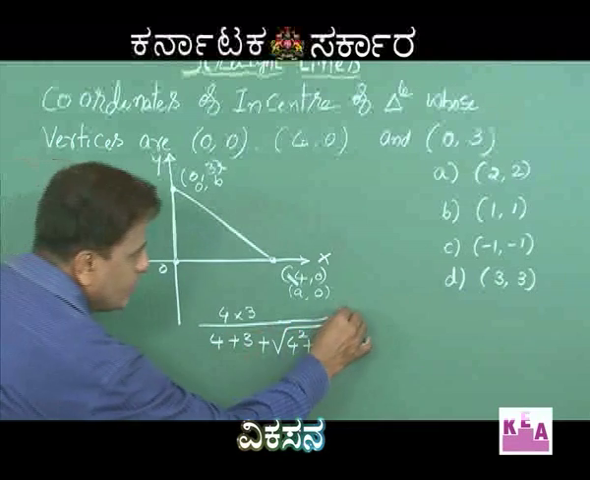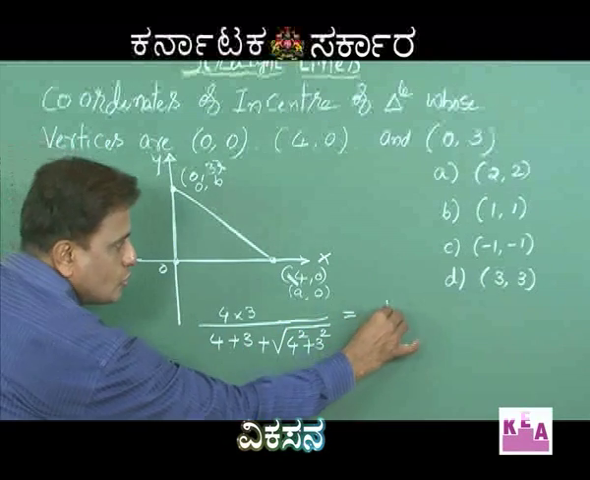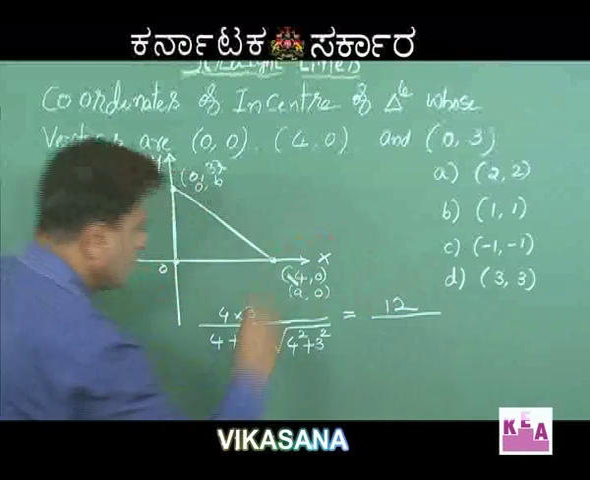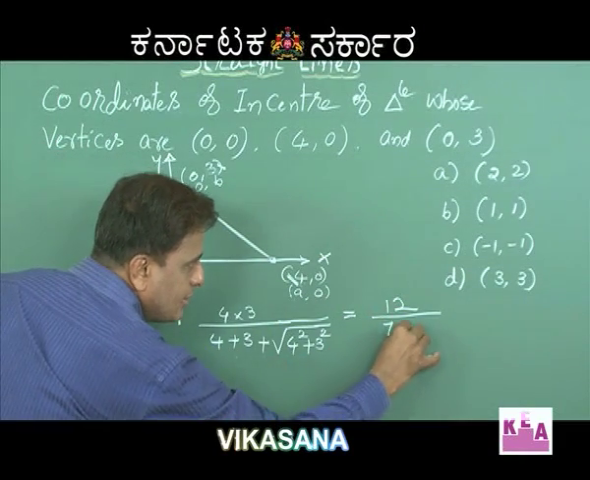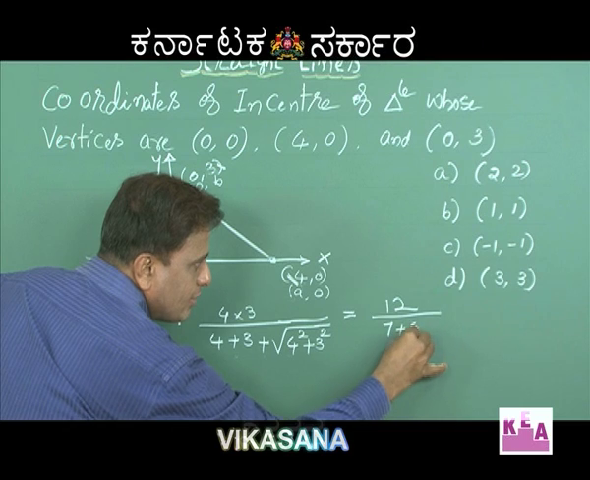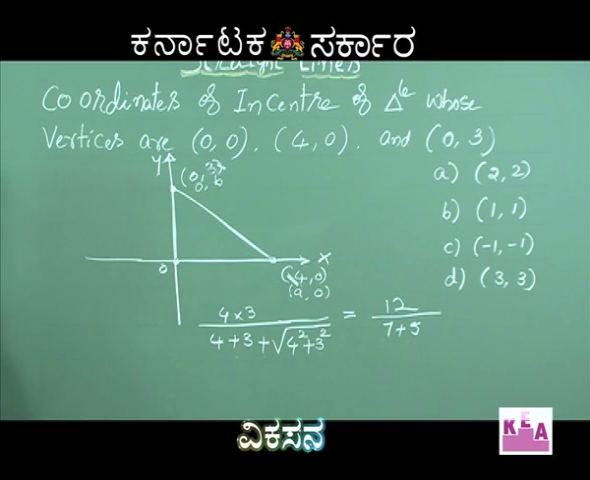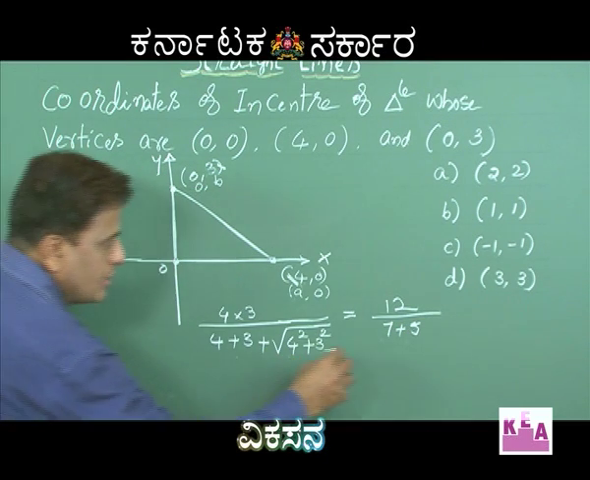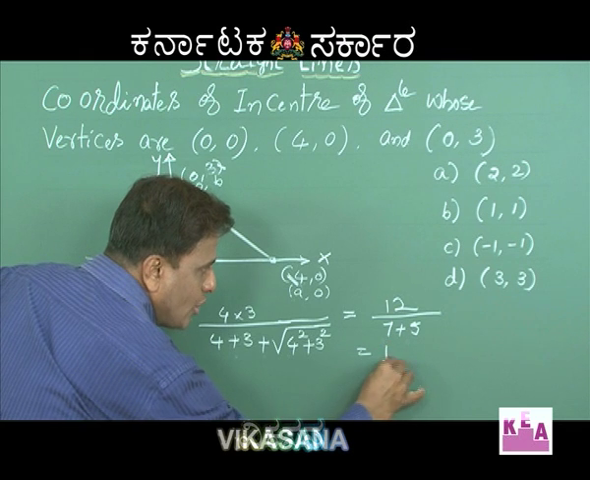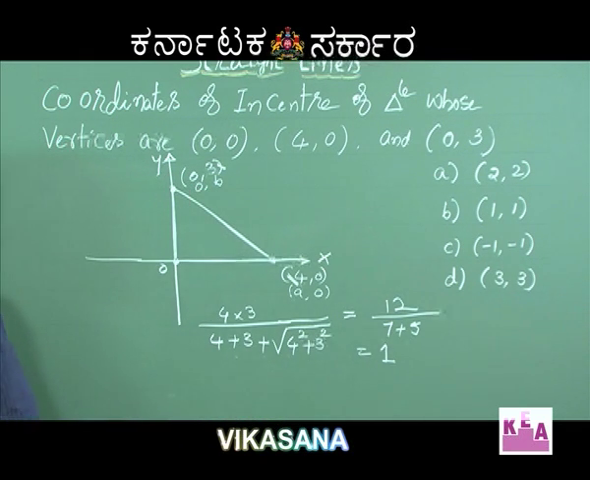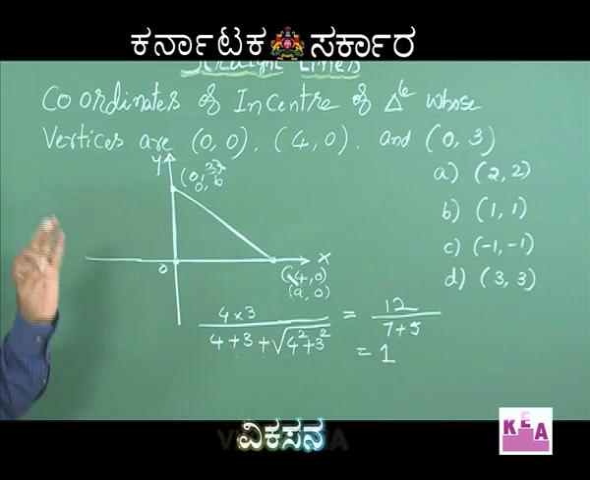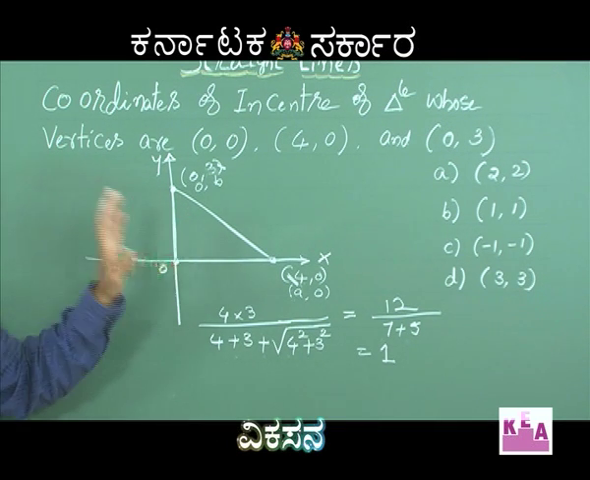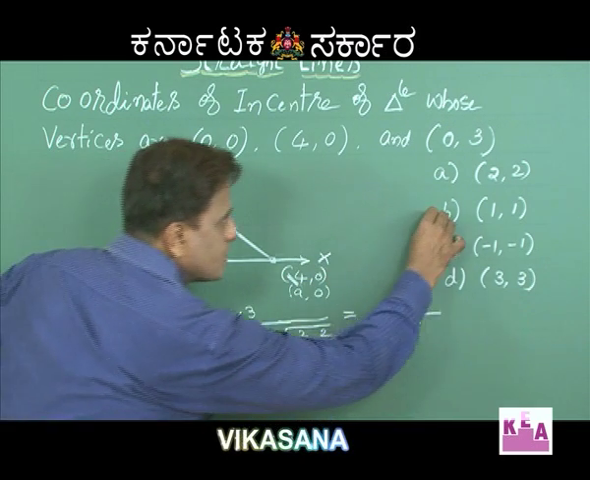And calculate it now. Here 4 threes are 12 upon 4 plus 3, 7, and this is 5, and 7 plus 5 is 12, and 12 gets cancelled. It is equal to 1. That's one coordinate, which is 1. Definitely the other coordinate must be equal to 1. Therefore, the coordinates of the incenter of this problem are 1, 1. The right option is B.